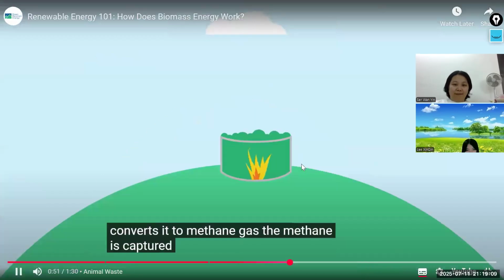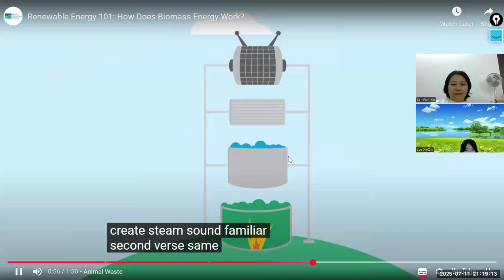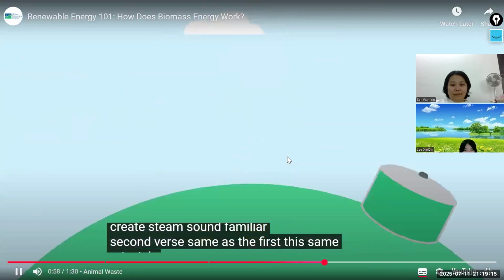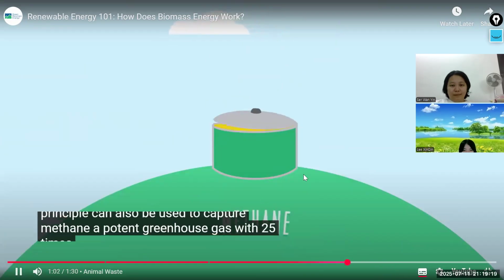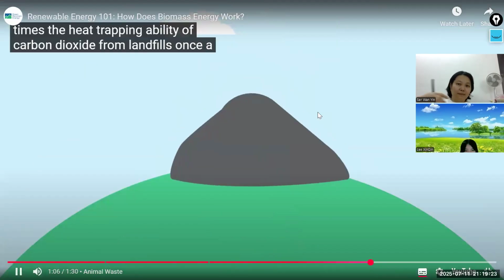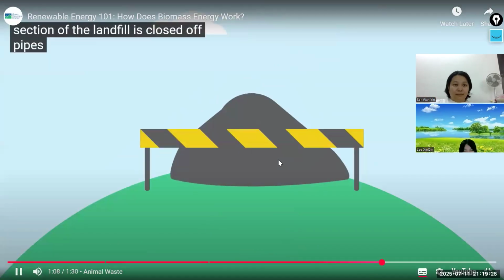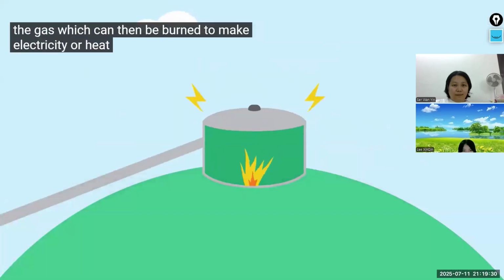The methane is captured and burned to heat water and create steam. Sound familiar? Second verse, same as the first. This same principle can also be used to capture methane, a potent greenhouse gas with 25 times the heat-trapping ability of carbon dioxide, from landfills. Once a section of the landfill is closed off, pipes are run from the waste to collect the gas, which can then be burned to make electricity or heat.